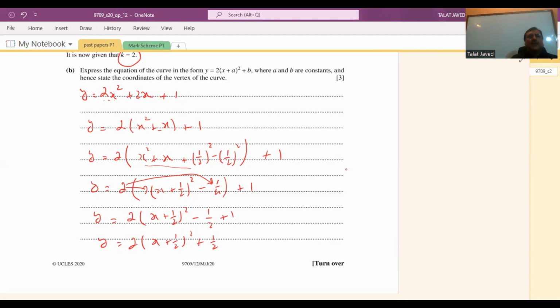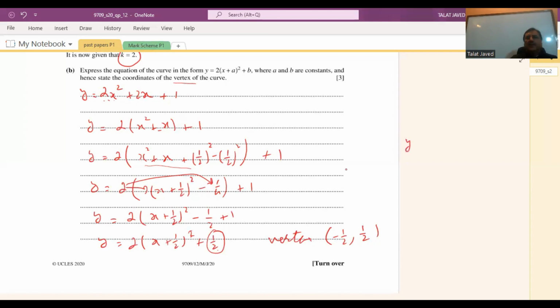Another thing, we have to state the coordinates of the vertex. This is the coordinate after completion of the square: the term which is 1 over 2 without x will be the coordinate of y. To find the coordinate of x, we put x plus 1 by 2 equal to 0, we get minus 1 by 2. This is also called the line of symmetry.